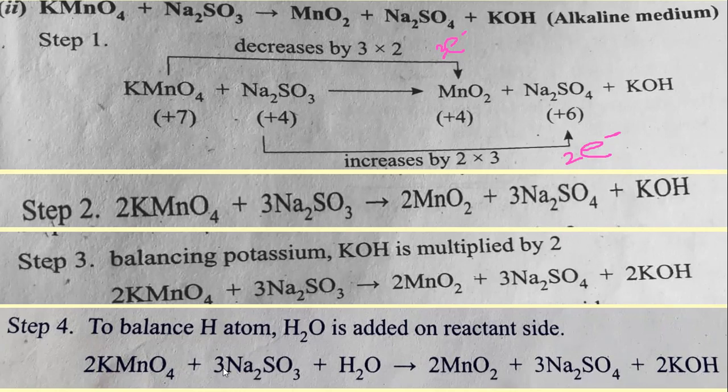So now sodium, 3 into 2, 6, here also 6. So sodium also gets balanced. Now sulfur. So here 1 sulfur, here also 1 sulfur. Hydrogen, 2 hydrogen, here also 2 into 1, 2 hydrogen. So the reaction gets balanced.